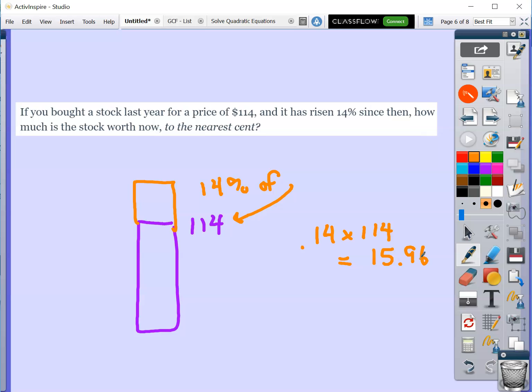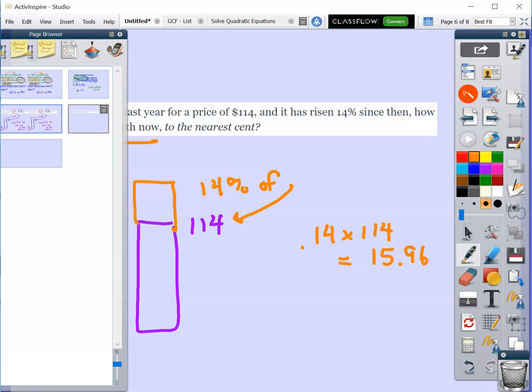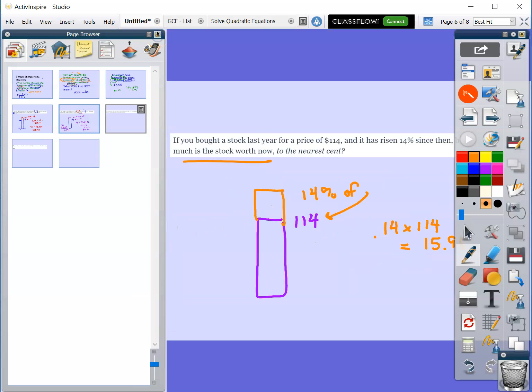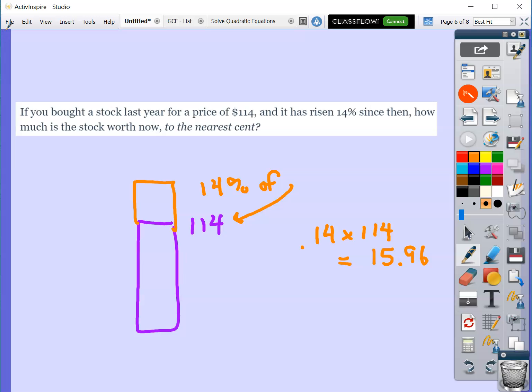Okay, and again, that's not how much it's worth now. Oops. Back up. Okay, that's not how much it's worth now. It's how much it increased by. So we've got to take $114, which is what it was originally, add $15.96 to it, and that is going to be what it's worth now to the nearest cent.